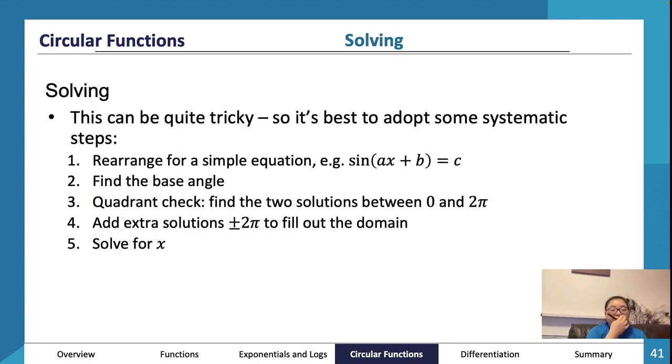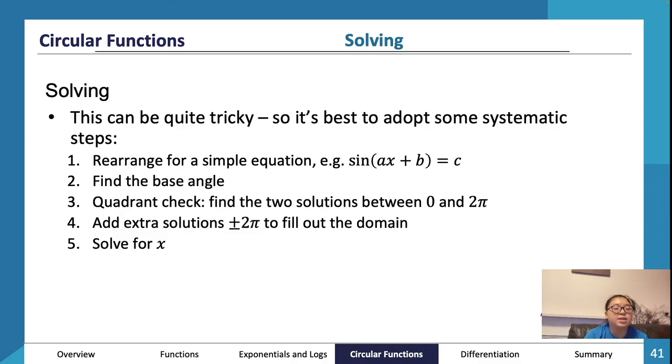Cool. Alright, so solving. There are 2 different ways to talk about solving. The easiest way is to rearrange for a simple equation. So what you're going to try and do is put everything outside of your sine, cos, tan to the other side. You're going to chuck everything onto the other side. Then you try and find the base angle. So what angle would correspond to the value on the other side?